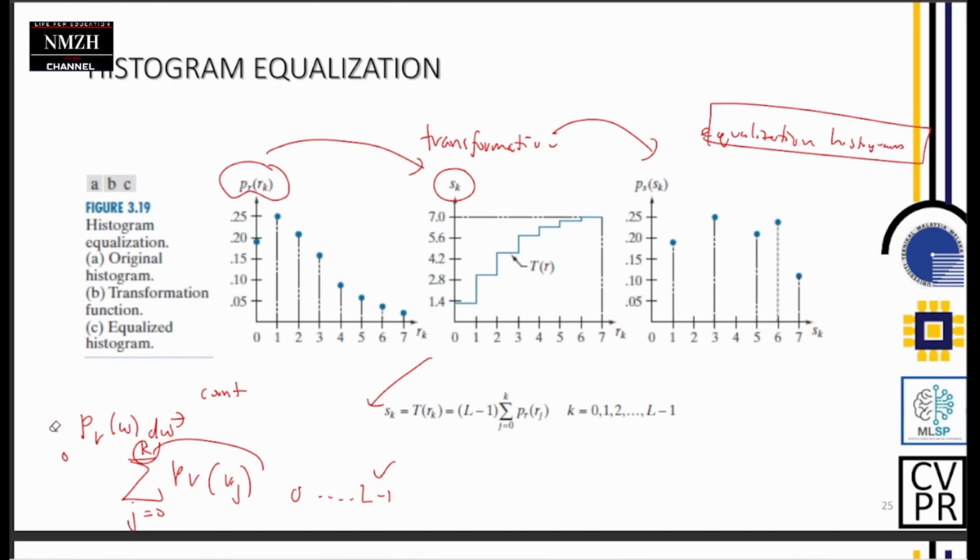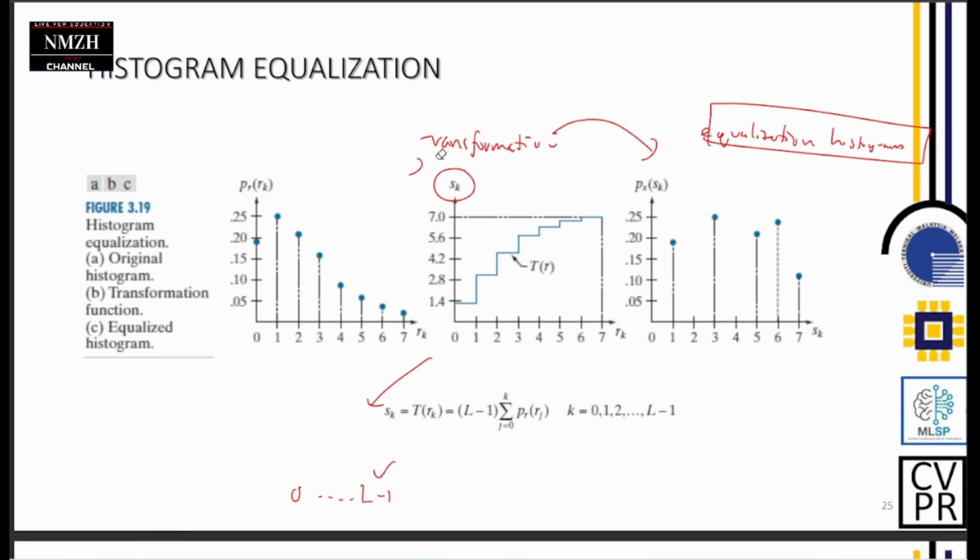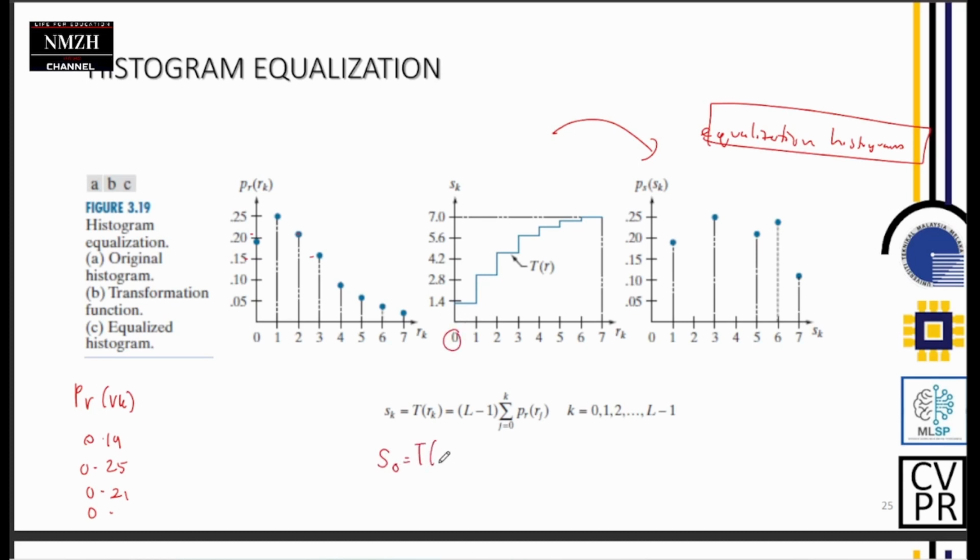Okay. To do this, basically, I will be erasing this one for a while. I'll be showing you one example. Hopefully, it will be beneficial to you guys in order to understand the whole concept of equalization, right? Okay. So this one is happen to have PR of RK. This one is 0.9, right? So this one is 0.25. This one is 0.21. So by pulling this one, if we want to find this as 0, basically this one could be as R0.